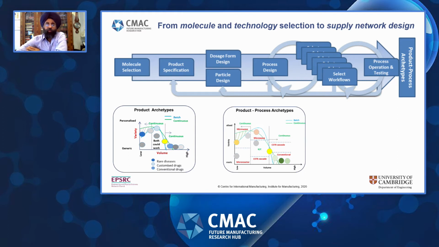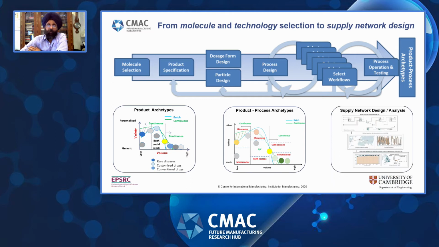The second area we're trying to look at is around product process archetypes. So what are the process technologies that can operate at the scale we've identified in the previous work? And I'll talk more about particular technologies. And finally, the supply network design task and how we go from particular unit operations to particular factory footprint, the location of those assets, and the implications for service and inventory.